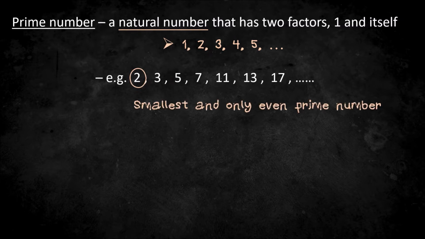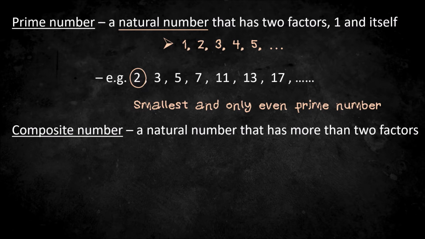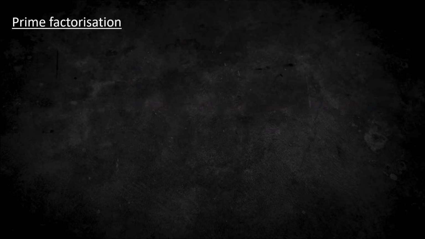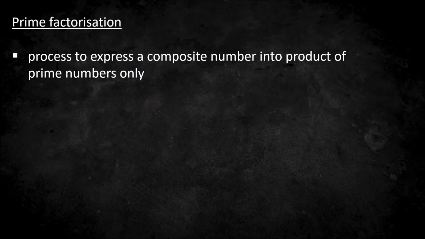A composite number is a natural number that has more than two factors. It is the opposite of prime numbers. In prime factorization, we express a composite number as a product of prime numbers only. These prime numbers are referred to as prime factors.